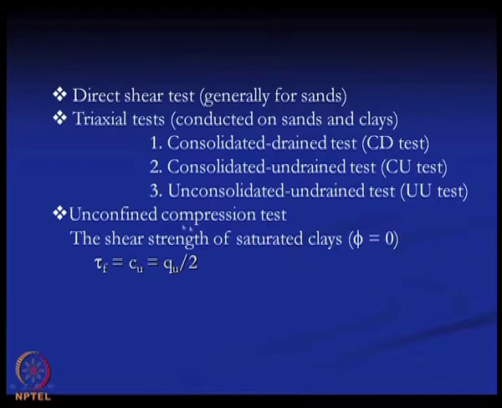Another test which is conducted is the unconfined compressive strength test, which is suitable for saturated clay, that means phi value is equal to 0. The shear strength of saturated clays can be calculated for this type of test as tau f equal to Cu, where Cu is the undrained cohesion of the soil. If the unconfined compressive strength is Qu, then half of Qu will give us the Cu.